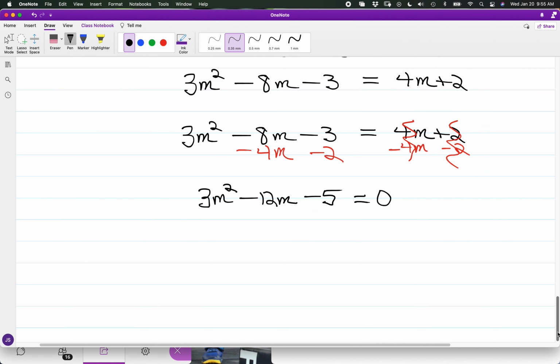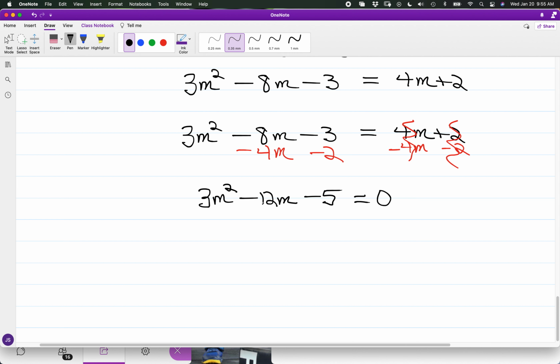Now this particular trinomial is not going to be factorable. And you could think of trying to factor by grouping. So if you took 3 times negative 5, that is negative 15. And if you think of combinations of numbers that go into negative 15 and simultaneously add up to negative 12, they will not exist in the integers.